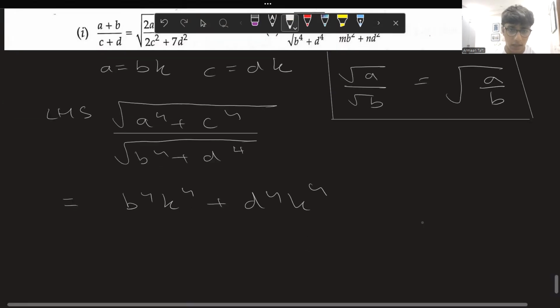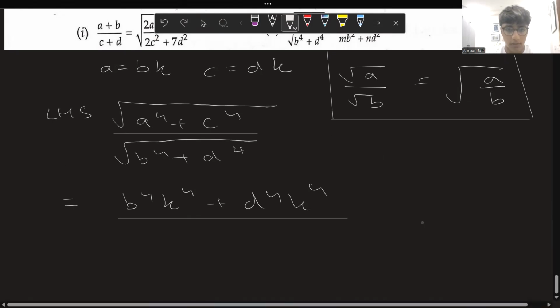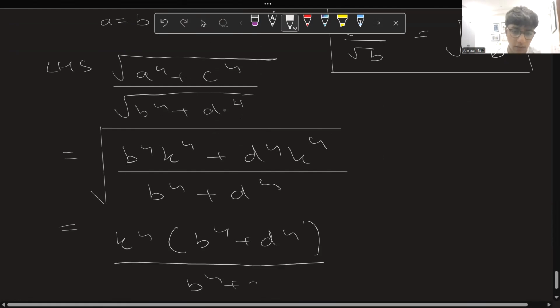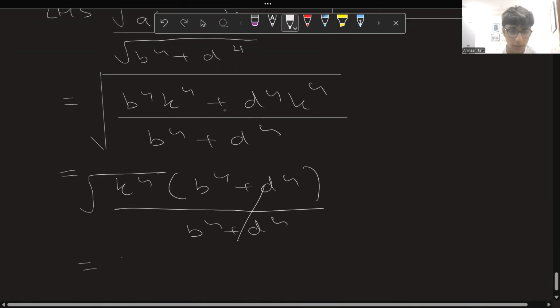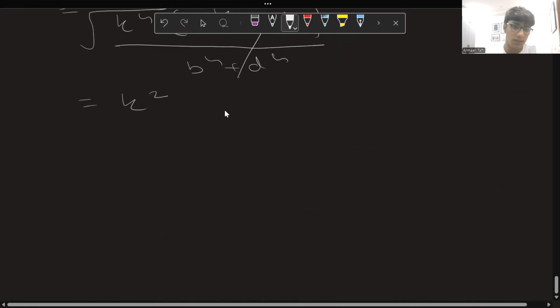And now, once you divide this, you get B4 plus D4, and with the property I already told you about, you can take a common root and take K4 out common. You get B4 plus D4, and you get B4 plus D4 downstairs as well. So you can cancel them out and take an under root of it. So you get this equal to K square. Okay. LHS equals K square. And with RHS, let's do the same process there as well.